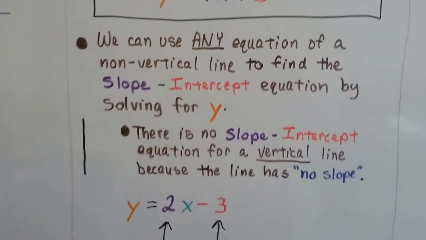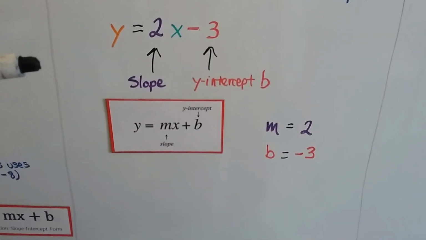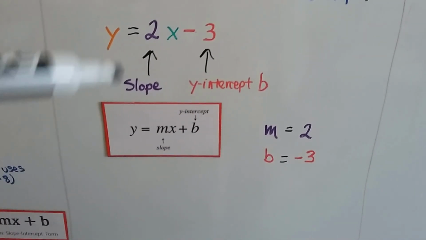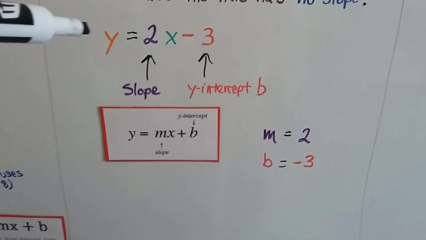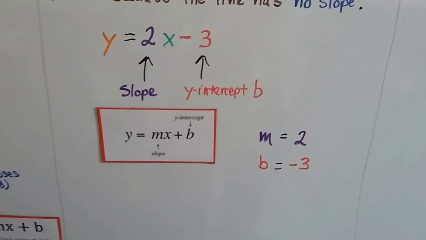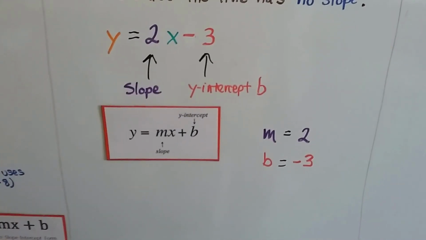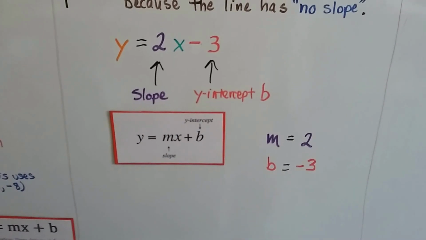It's undefined, isn't it? So in this equation, y equals 2x minus 3, just from looking at this equation, we know the slope and where it's going to hit the y-axis. It's going to hit it at a -3. It tells us right in the equation. m is 2 and b is -3.